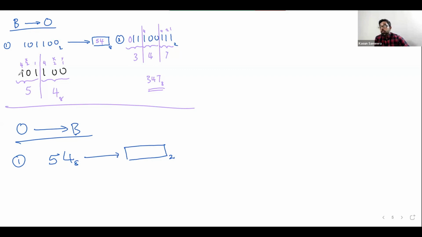Again the same technique, the grouping technique. I already told you binary to decimal and decimal to binary are the two most important conversions you should learn, because we use them in other conversions as well. Then you should write these numbers separately, 5 and 4, draw a line, and convert each number into binary.